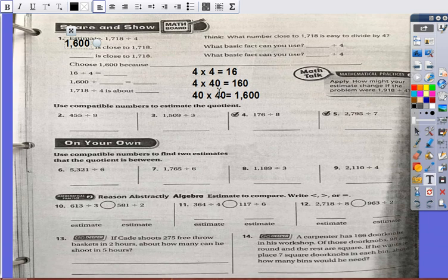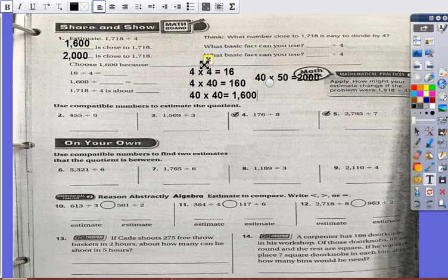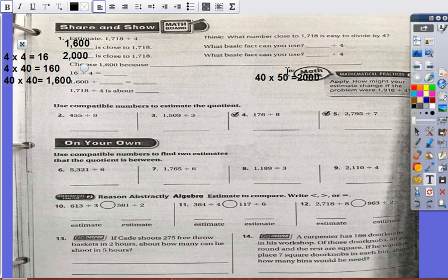Now I'm going to try 40 times 50. I'm going to go up more. 4 times 5 is 20, then add my 2 zeros, 2,000. I don't want to go any higher than that because look at my number, 1,718. Obviously that's smaller than 2,000, but I don't need to go any higher. So I know my answer is going to be between 2,000 and 1,600. I'm going to move this over here so it's out of the way. You can write it wherever you want.